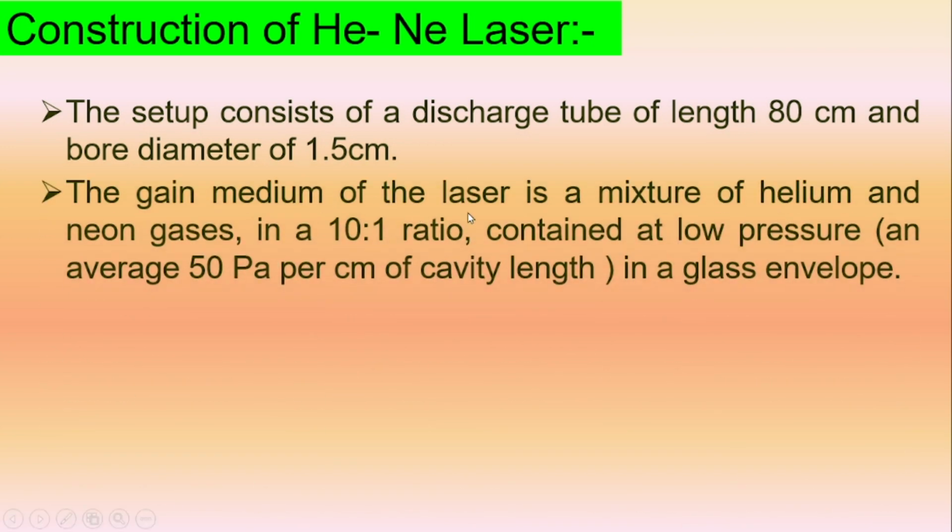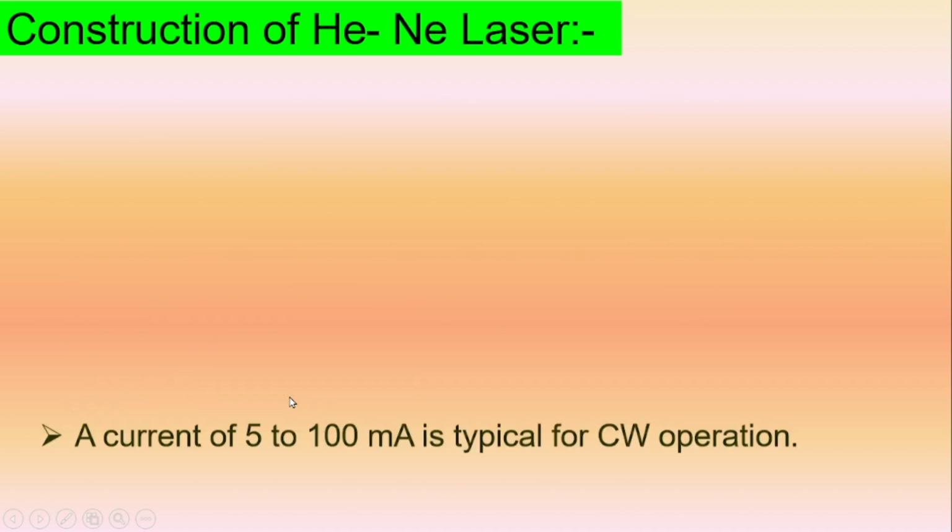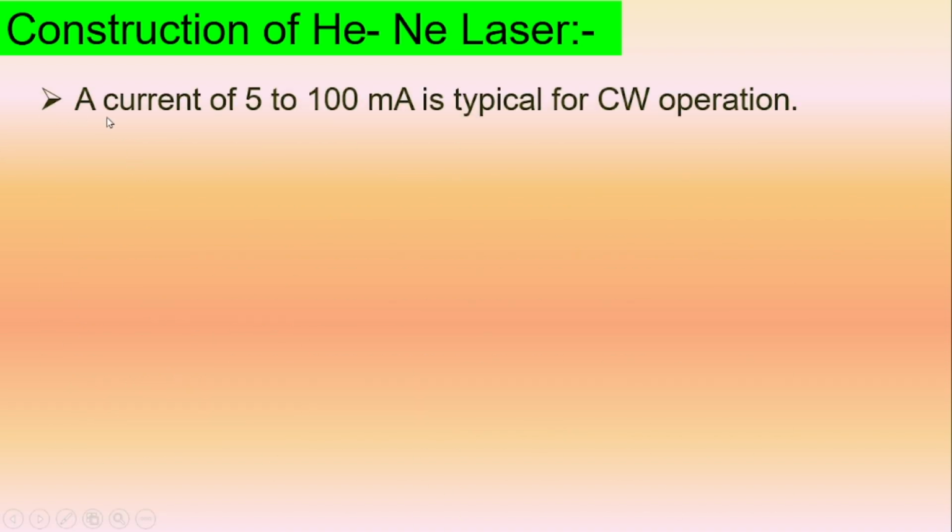The gain medium of the laser is a mixture of helium and neon gases in a 10:1 ratio, contained at a low pressure, averaging 50 Pascal per centimeter of cavity length, in a glass envelope. The energy or pump source of the laser is provided by electrical discharge of around 1000 volts through an anode and cathode at each end of the glass tube. A current of 5 to 100 milliampere is typical for continuous wave operation.